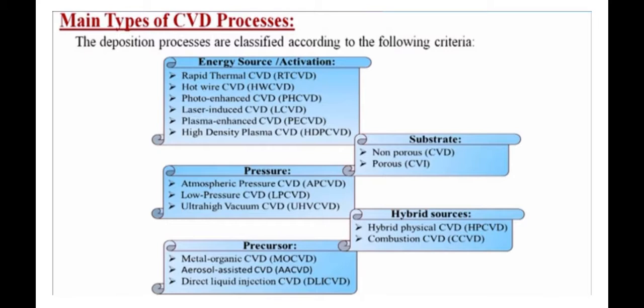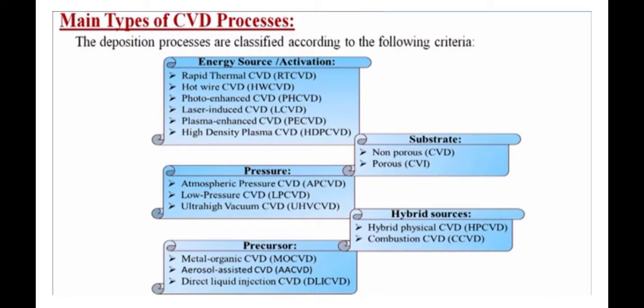Somewhere we are using the electron, somewhere we are using laser, somewhere photo or maybe light, or maybe a thermal source. Then the next classification is the substrate: non-porous and porous. Whatever metal we are going to take for doing the modification, whether the material is in a porous phase, non-porous, or maybe a highly dense material.